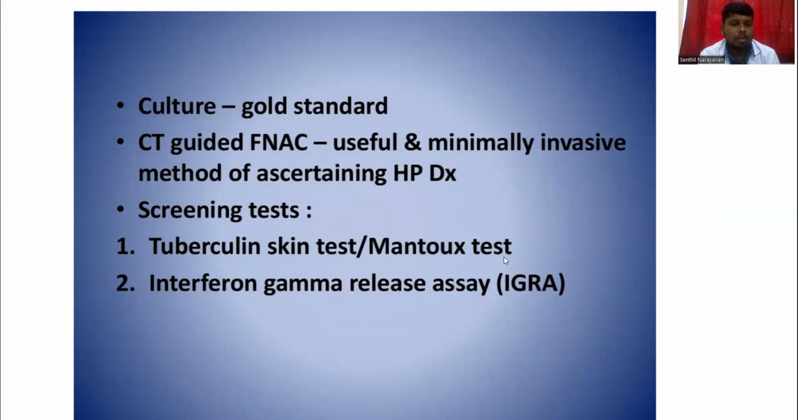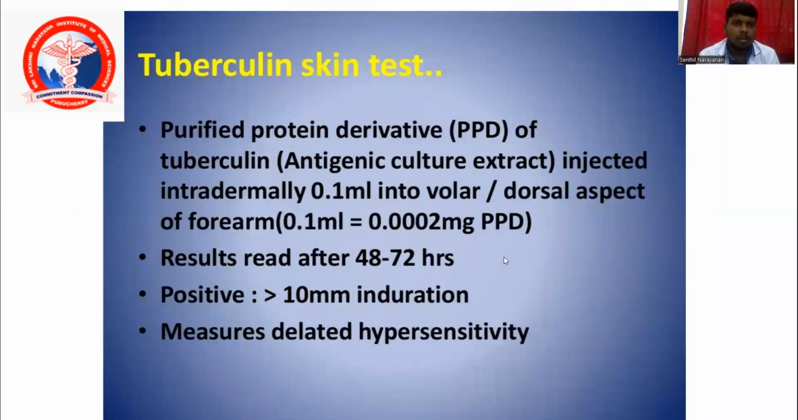Screening tests include tuberculin skin test, Mantoux test, interferon gamma release assay. Tuberculin skin test uses the purified protein derivative of the tuberculin. It's the antigenic culture extract injected intradermally, 0.1 ml, into the volar or dorsal aspect of the forearm. The results are read after 48 to 72 hours. It is considered positive when there is more than 10 mm of induration.